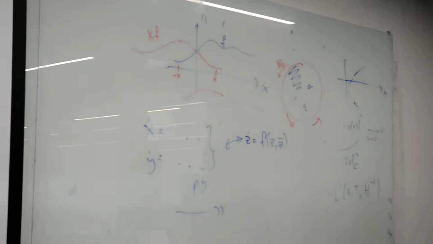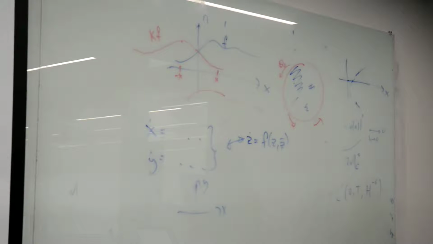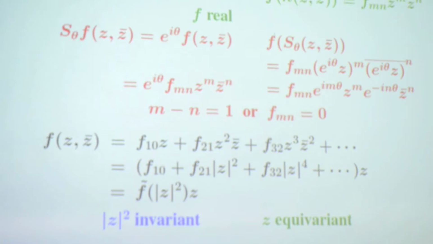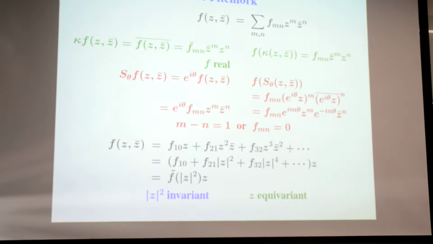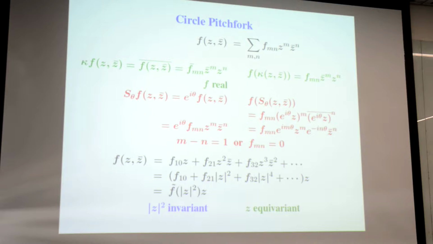So far I haven't really said anything. Now, I want to see what kind of f's I can have that would allow my evolution to respect the rotation symmetry. You can see there are many situations where you don't have rotation symmetry.